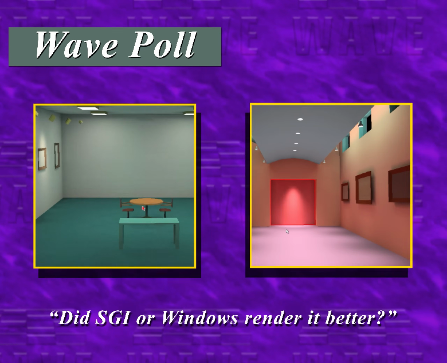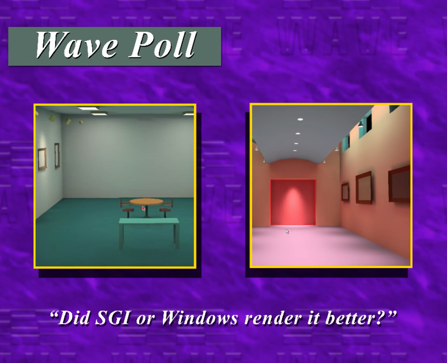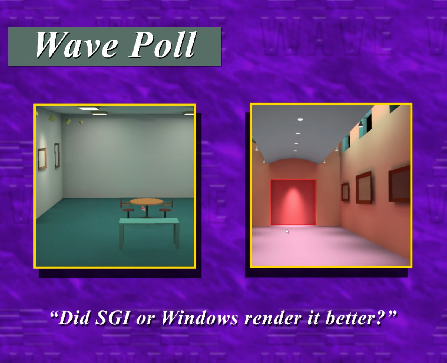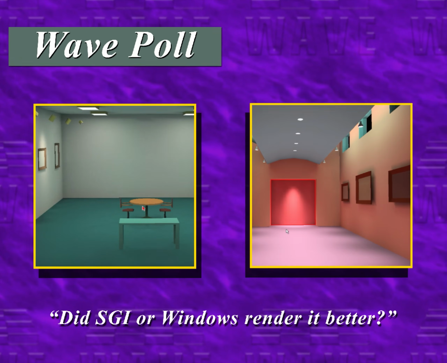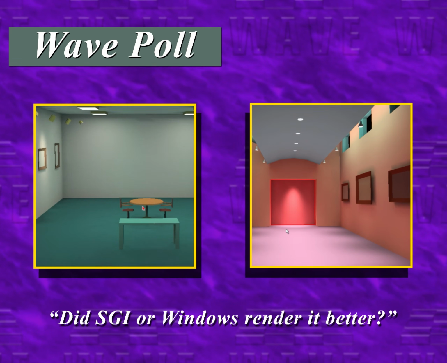But what are your thoughts on this? Which hallway gallery do you think looks better? The SGI version or the later Windows version?